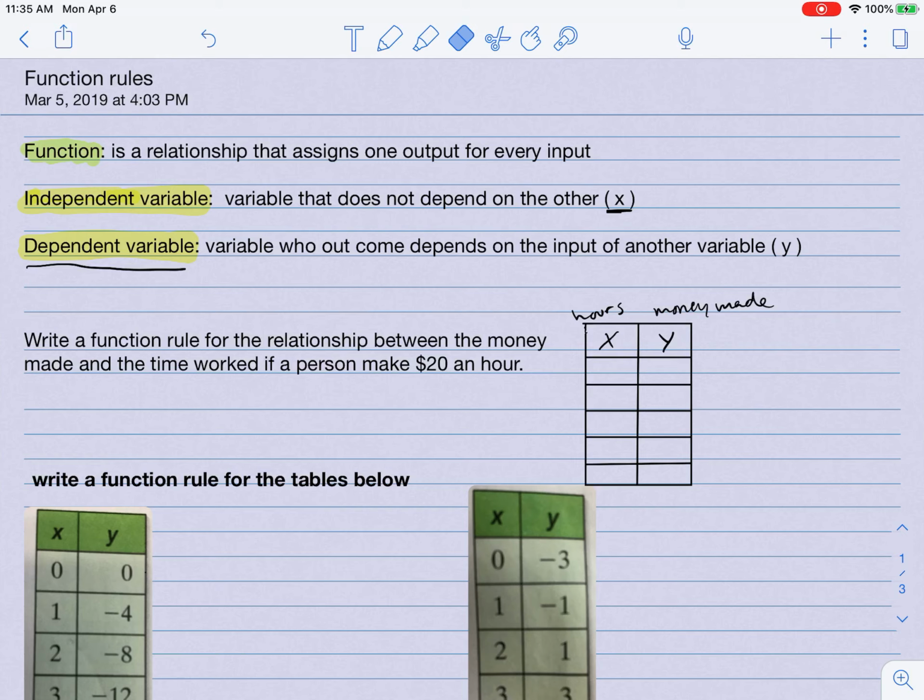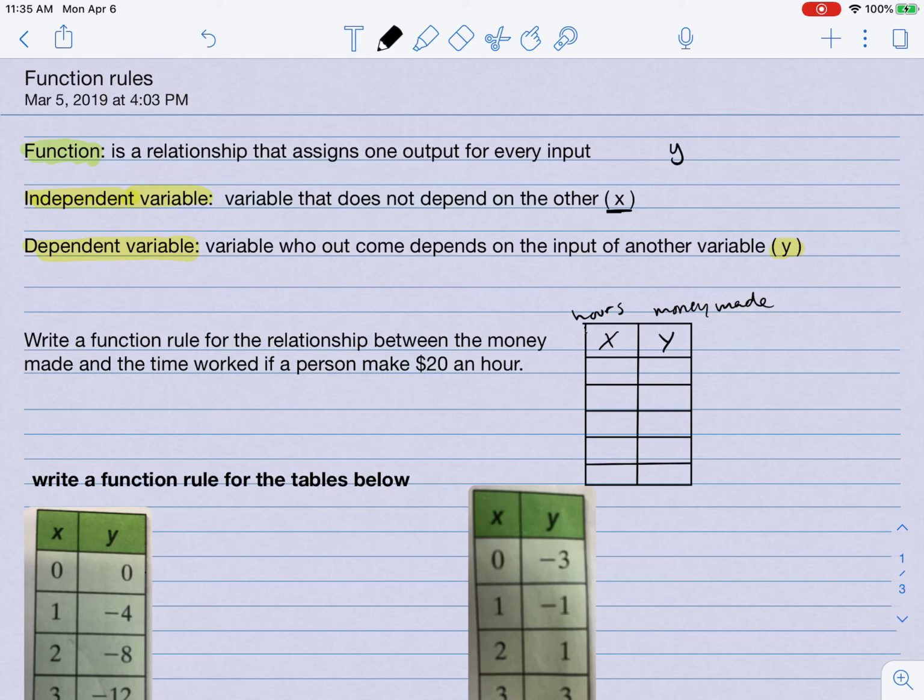Okay, now this is made up of independent variables and dependent variables. So the independent variable is a variable that does not depend on the other. So it doesn't matter what you put in for x. What is going to matter is your y value for that x value. So for the dependent variable, that's going to be y. This one is dependent on what your x value is. Okay, so the input determines the output.